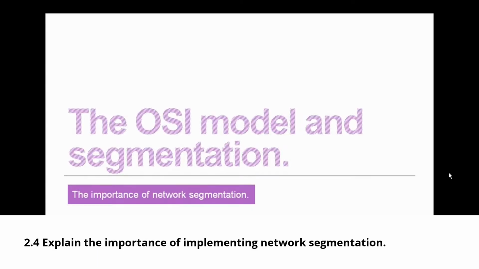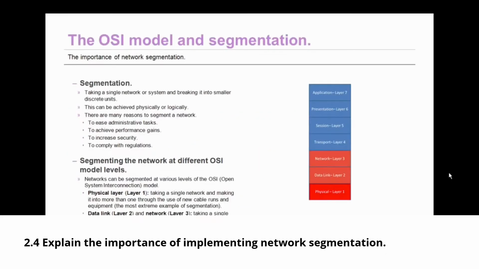We will begin by talking about the OSI model and segmentation. So what is segmentation? Well, it's taking a single network or system and breaking it into smaller discrete units. This can be achieved physically or logically. There are many reasons why you might want to segment a network.